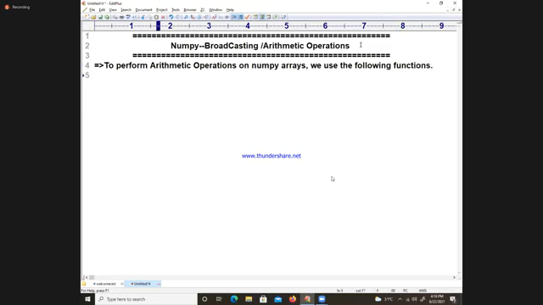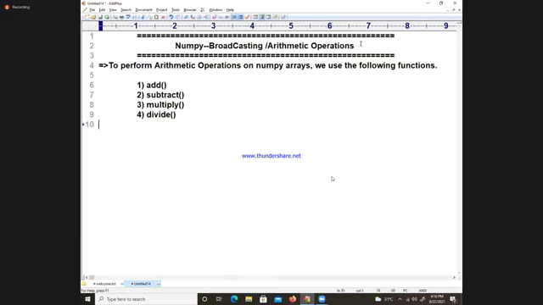I will write them one by one, and you need not use these functions. You can use operators directly. One is the add function. Second is the subtract function. This is one. The next, third one, is the multiply function. And the fourth is the divide function. Okay. These are the functions we have.